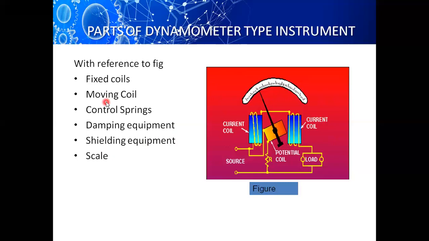I'll repeat again. The main parts of the dynamometer type instrument are fixed coils, moving coil, control springs, damping equipment, shielding equipment, and we also have a case.